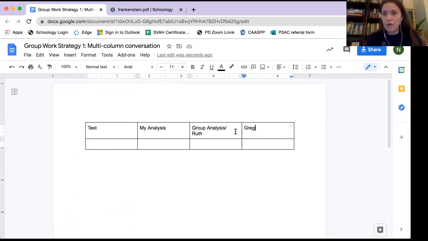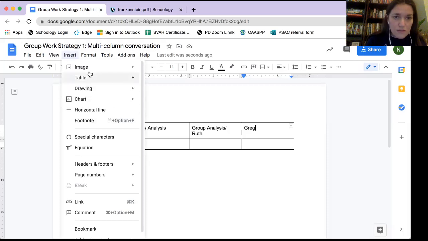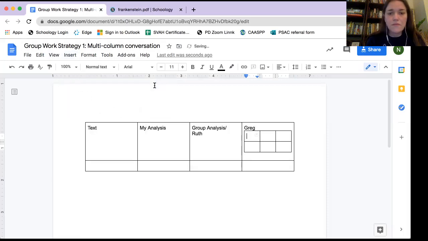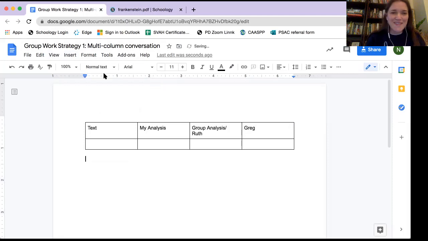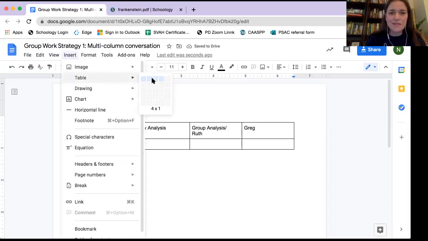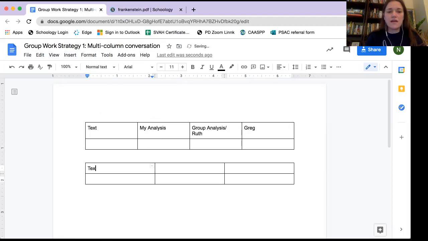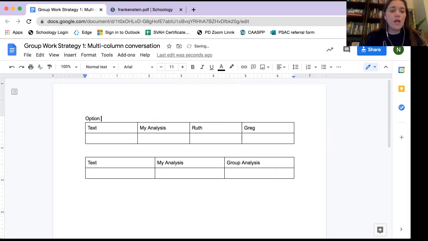So you could do 3, you could do 4, you could do 5 columns, depending on what your group prefers, right? So I'll show you 2 examples. Let me do it like this. Insert table, okay, so then I could do text, my analysis, and then my group analysis. So you can do it either way. Both are completely fine, whatever your group thinks would work.